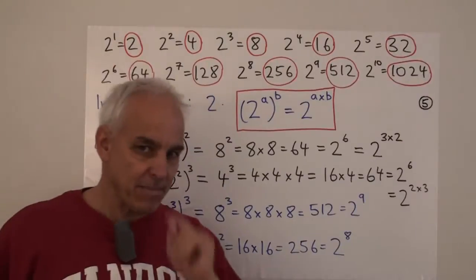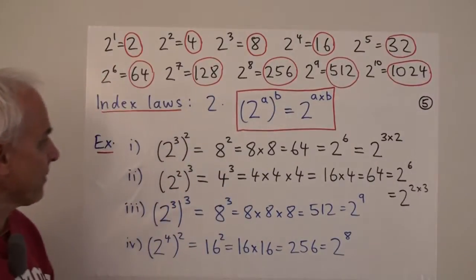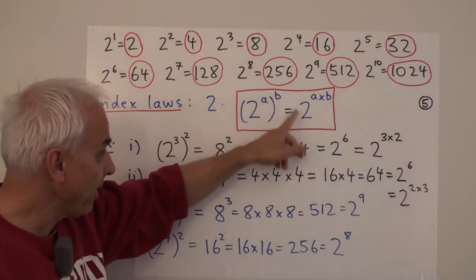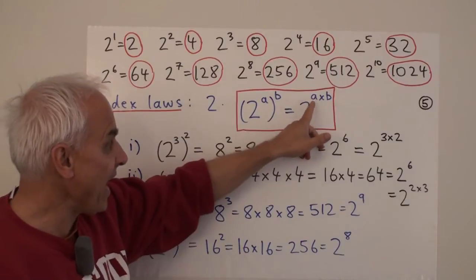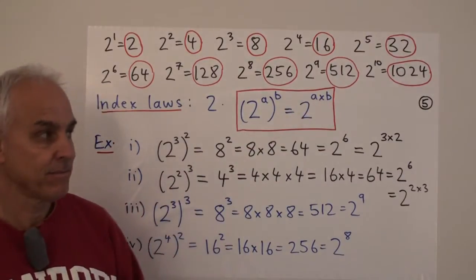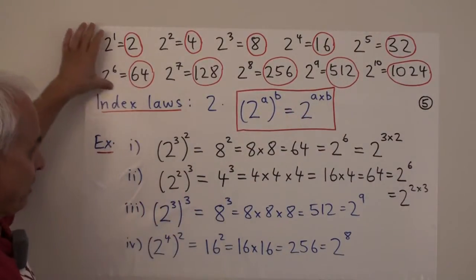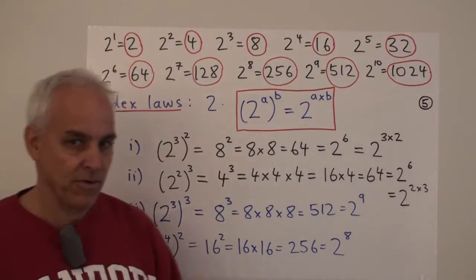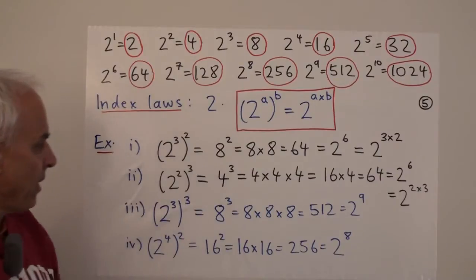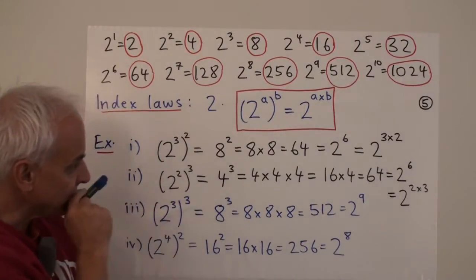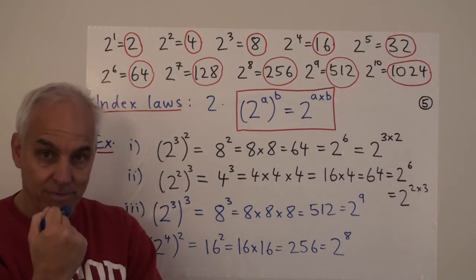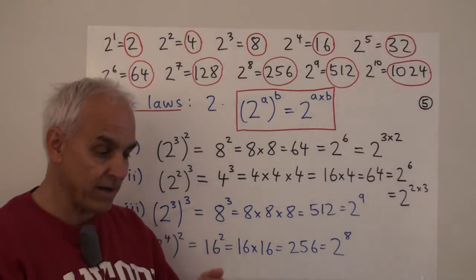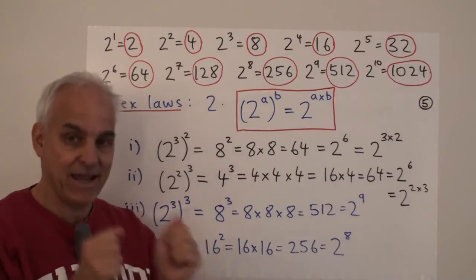All right, now here's number 2 index law. It's 2 to the a to the b equals 2 to the a times b. We're going to illustrate things by just using our powers of 2, so I've just rewritten them up there so they're right in front of us. Okay, so let's have a look at what this index law says in some examples. It's always the best way of learning something is to look at what it looks like in specific examples.